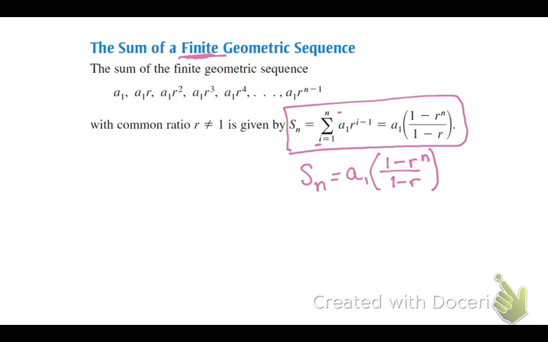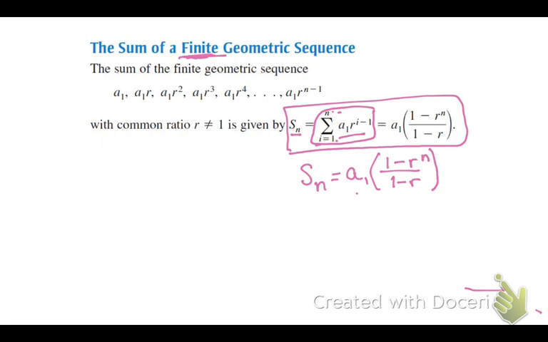Okay, so what the boxed equation says, it says S sub n. If it has an n, it means finite. From the sum from 1 to n of the definition. This is just the summation notation, right, in that little box. The actual formula is a sub 1 times 1 minus r to the n over 1 minus r. So that's why the sum is there.